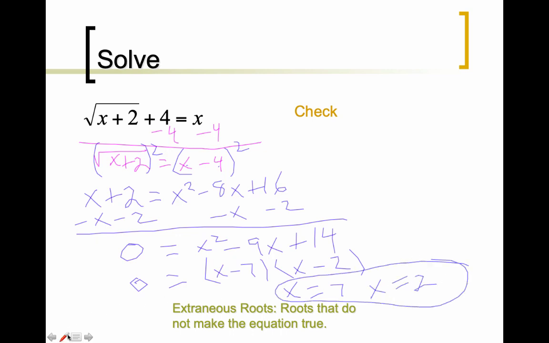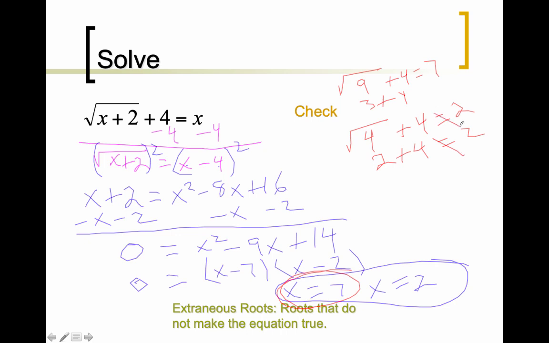Stop right there because we have got to go check our work. Because if I go, the square root of 7 plus 2 is 9, right? Plus 4, is that equal to 7? I get 3 plus 4 is 7. So right there, this checks out. That's good. Got to check the other one, though. Square root of 2 plus 2 is 4, plus 4 is 2. Uh-oh, we've got a problem, people. Is 2 plus 4 equal to 2? It is not. This one fails.